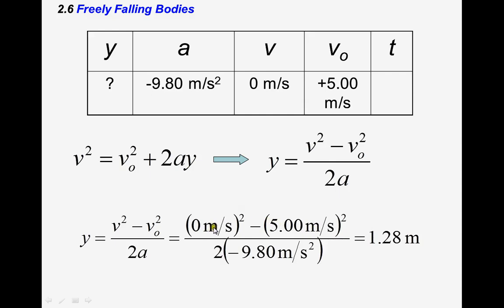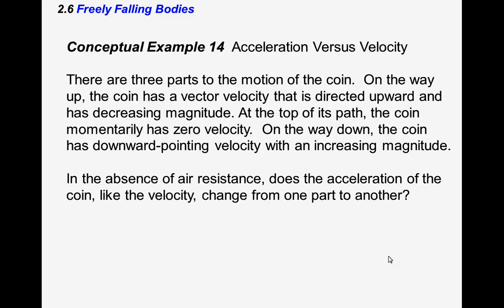So you have to make sure you do 0 squared minus 5 squared, that's 25, divided by, kind of in parentheses here, 2 times negative 9.8. This is negative 19.6. So negative 25 divided by negative 19.6, and I get a positive number. Negative divided by negative, and I get positive 1.28 meters. So this coin would go up to a height of 1.28 meters above the hand, and then would stop and turn around and come back down.